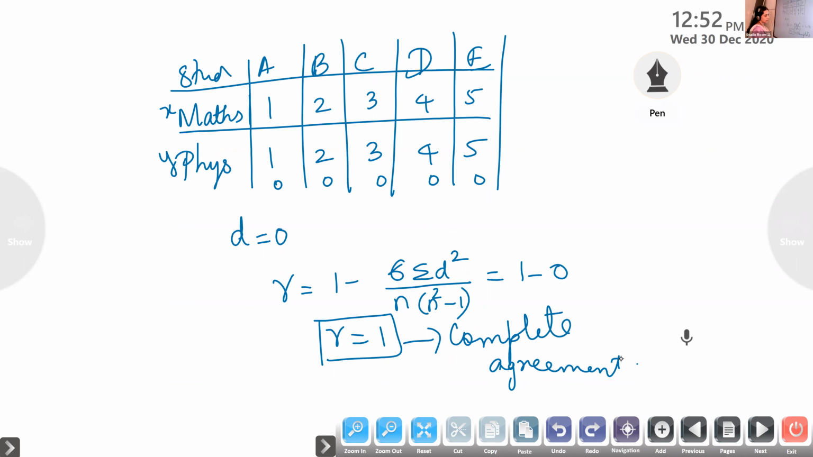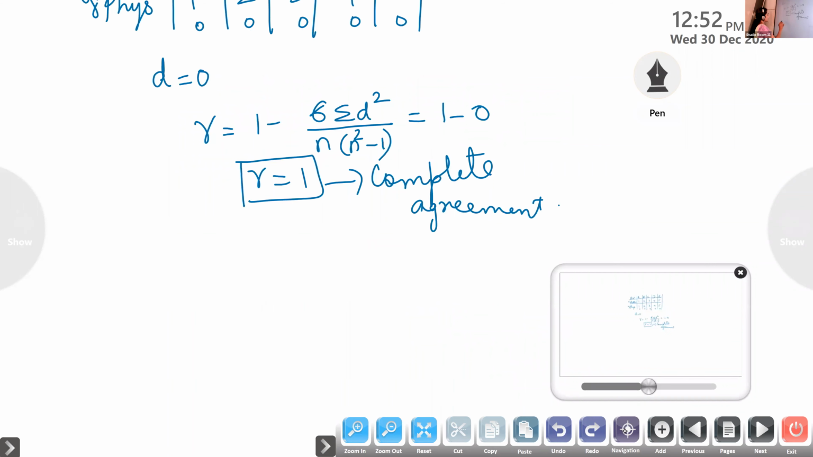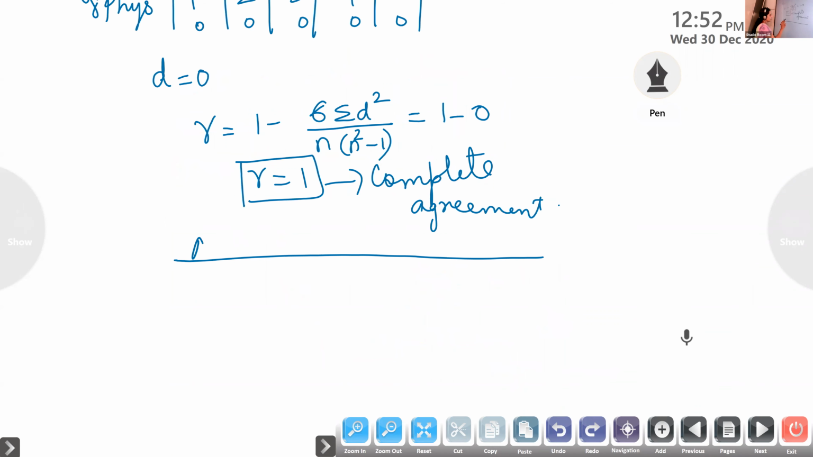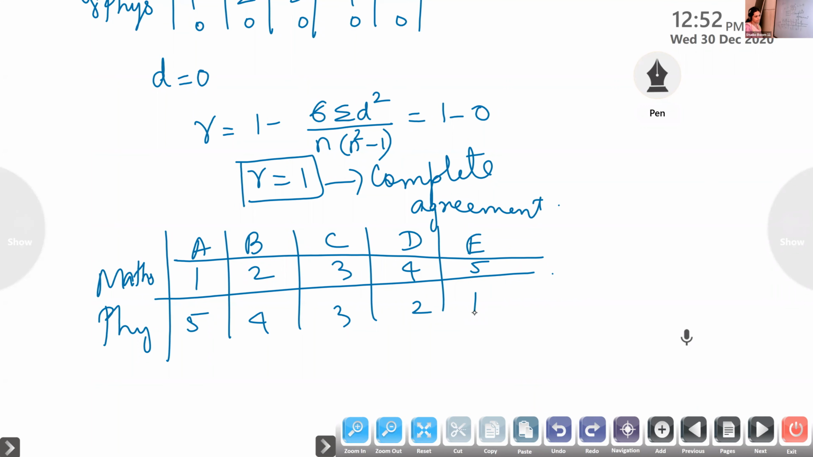Now look at the next case. Now let's take the second case. The same set of students A, B, C, D, E are ranked in 2 subjects, suppose maths and physics. So 1, 2, 3, 4, 5, and here suppose 5, 4, 3, 2, 1. A got first rank for maths, but in physics we are getting the fifth one. So in this case, what is the difference?